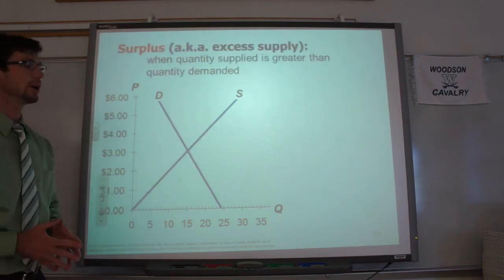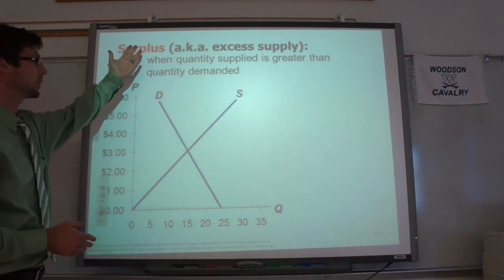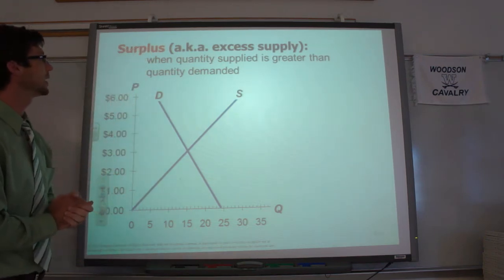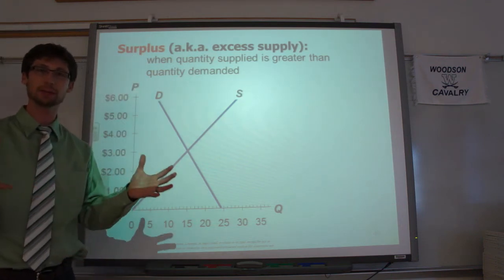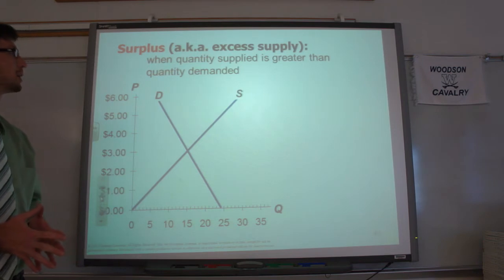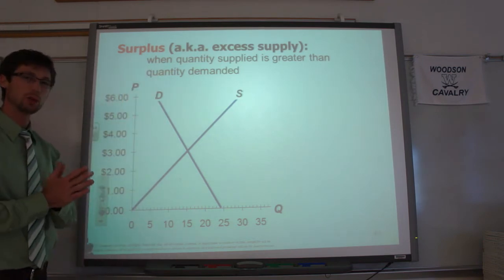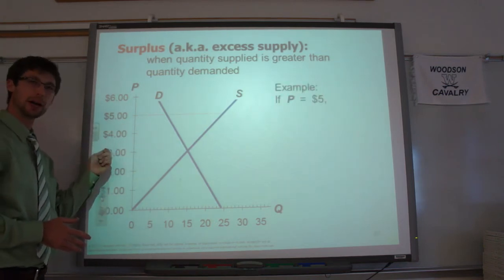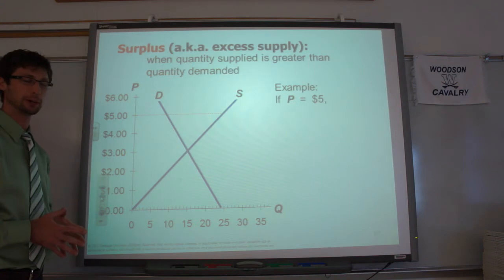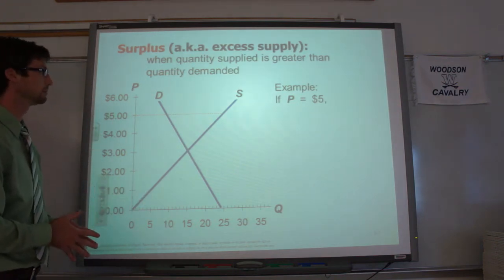Unfortunately, we are often in a state of disequilibrium. We have either a surplus or, and we'll talk about this in a second, a shortage. Surplus you might find described in another way as excess supply. It's when quantity supplied is greater than quantity demanded. You will find that you have a surplus if you are at any price above the equilibrium. So they give an example of $5 and we'll analyze why we have a surplus here.